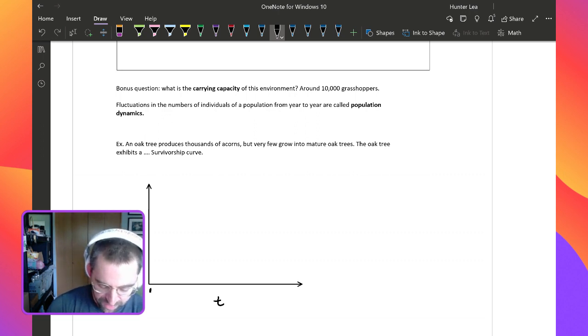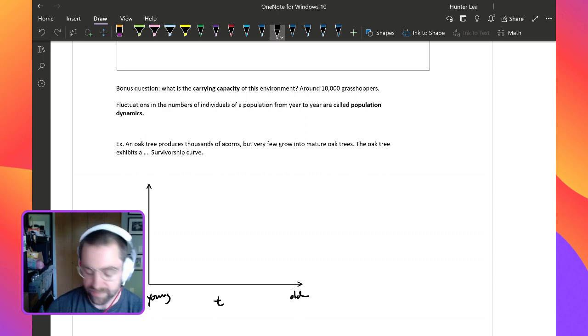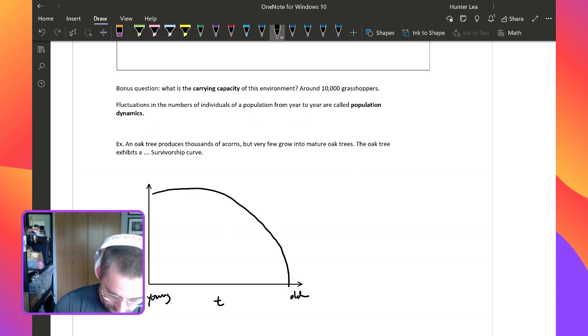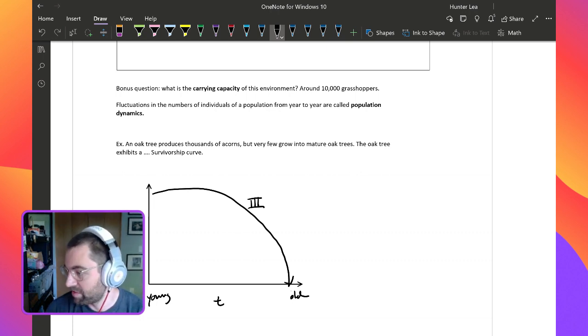So we would have very young on the left-hand side of our x-axis and very old on the extreme right. I'm going to put young and old. And then relative abundance, we would have lots of individuals at the top and very few at the bottom. A type 3 survivorship curve is represented by lots and lots of young individuals and very few older individuals. So the answer here would be type 3 survivorship curve.